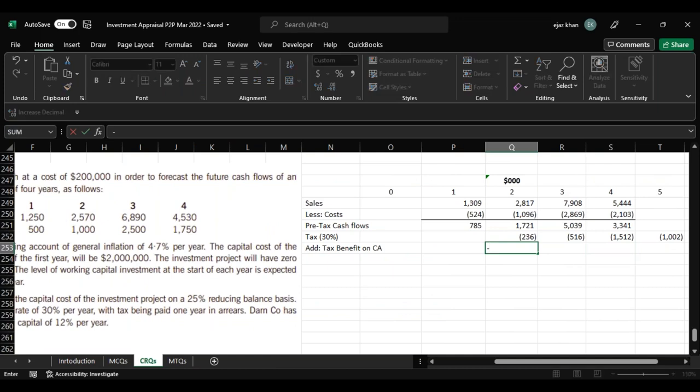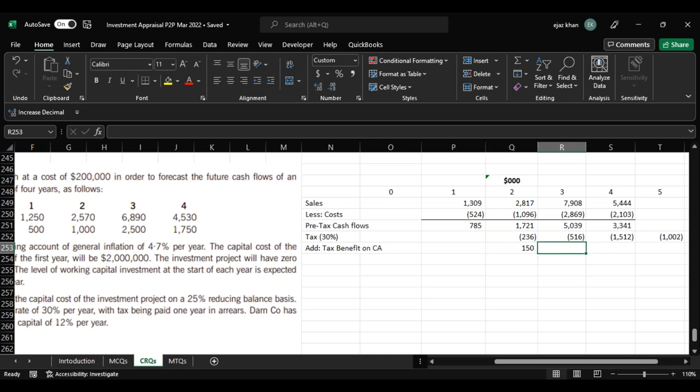And because of arrears, it will be shown in the second year. So 2 million into 25%. Now this is the capital allowance figure, and we have to multiply it with the tax rate to get the tax benefit on this capital allowance figure for the first year. It's 150. So what am I supposed to do in the second year?